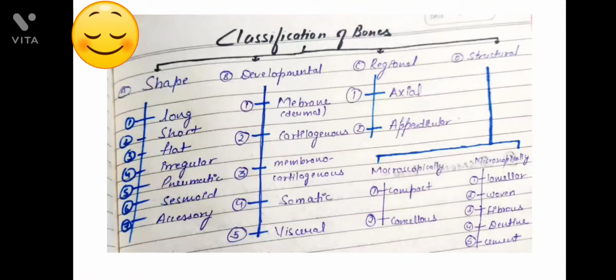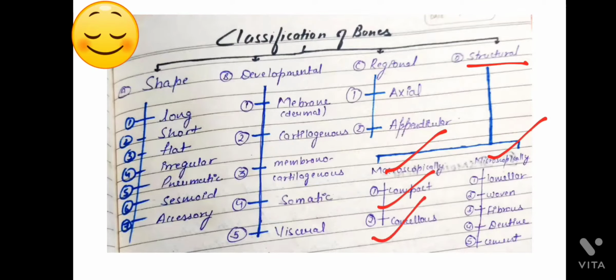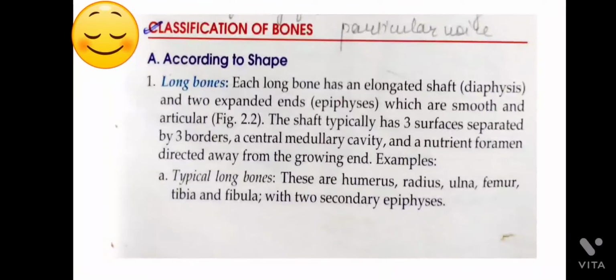On the basis of developmental classification, there are further 5 types of bone: membrane, cartilaginous bone, membranocartilaginous bones, somatic bones, and visceral bones. On the basis of regional classification, there are further 2 types: axial skeleton and appendicular skeleton. On the basis of structural classification, there are further 2 types: macroscopically and microscopically. Macroscopically includes compact bones and cancellous bones. Microscopically includes lamellar, woven, fibrous, dentine, and cement.